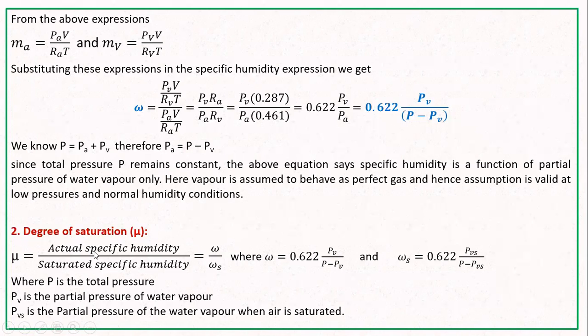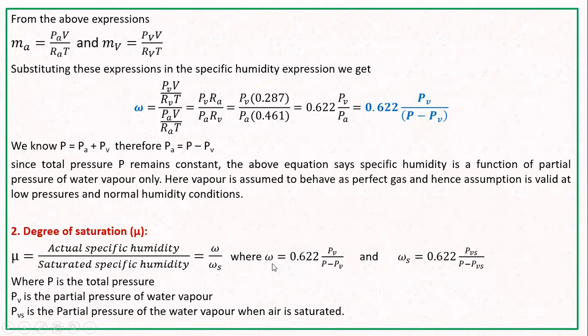Next, let us see degree of saturation. What is degree of saturation? Actual specific humidity divided by saturated specific humidity. What do you mean by actual specific humidity? That means if we consider some amount of moist air, then the ratio of mass of the vapor by mass of the dry air in that moist air, divided by, when the air is saturated, that time you measure the mass of the water vapor divided by mass of the dry air. This complete ratio is known as degree of saturation.